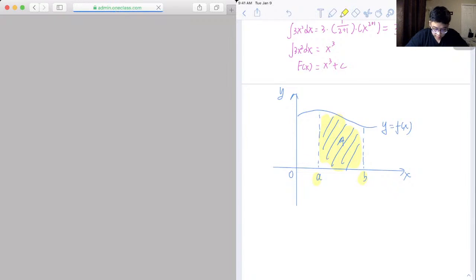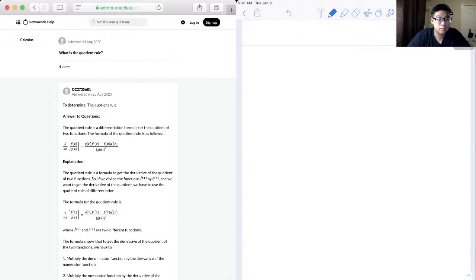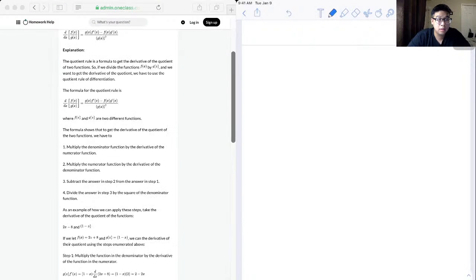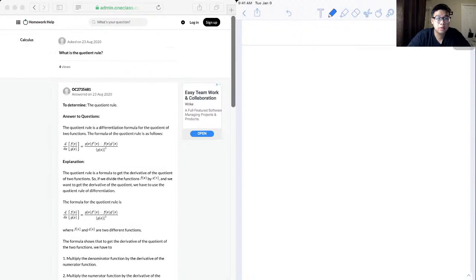Okay. So now let's move to our second question. For this one, it's asking us what is a quotient rule.